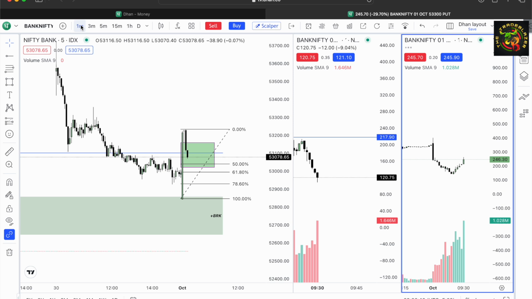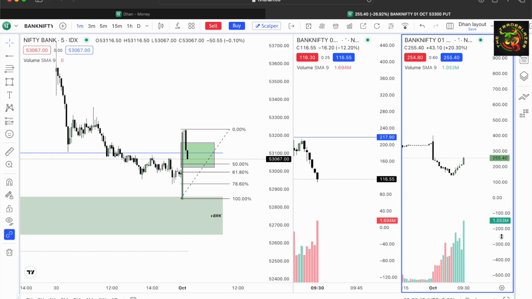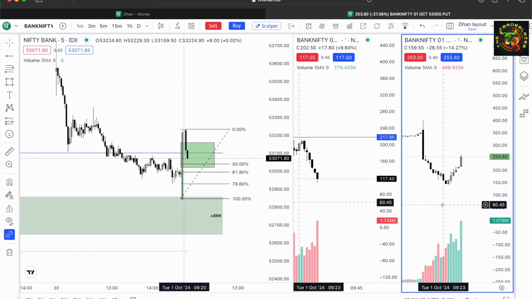That would be my first trade, and we'll let you know if I take a trade here. Thank you.